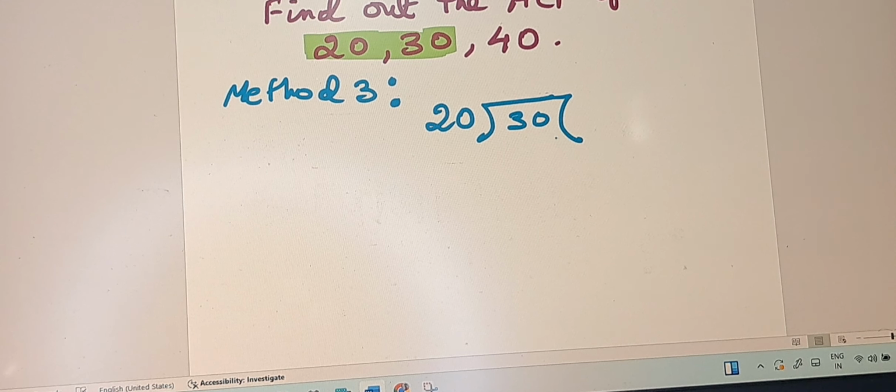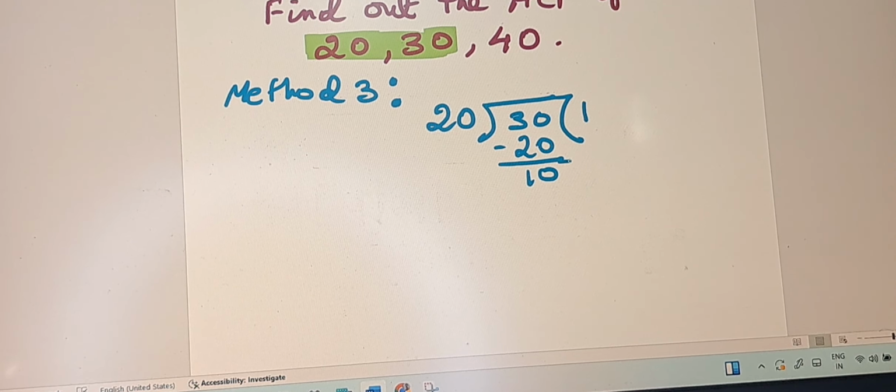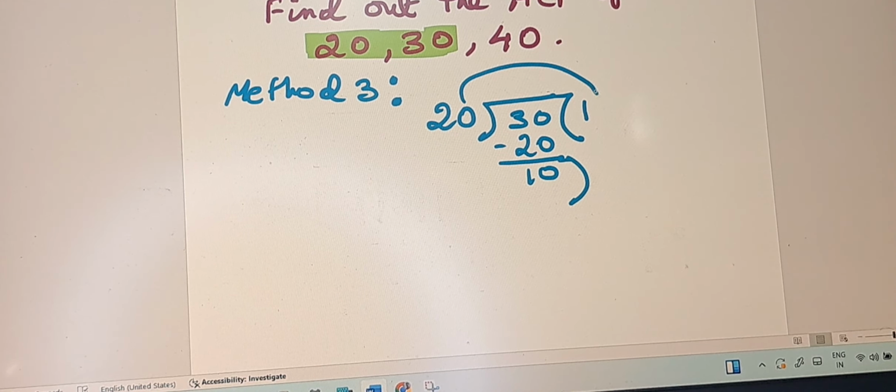If I divide 30 by 20, how many times? One time. So it's very simple. Now this is not a normal division. Now all of you watch over here. This 20 will come here. This 20 will come over here. So 10, how many times 20? That is 2.